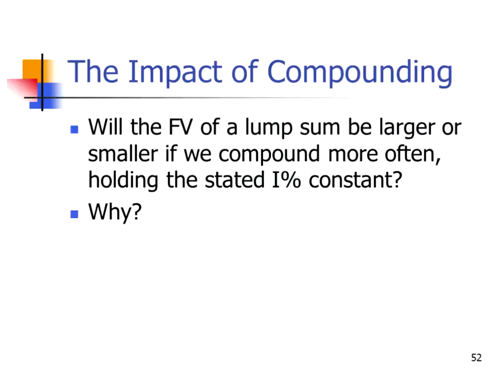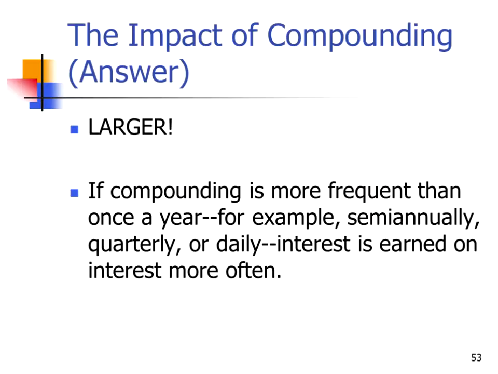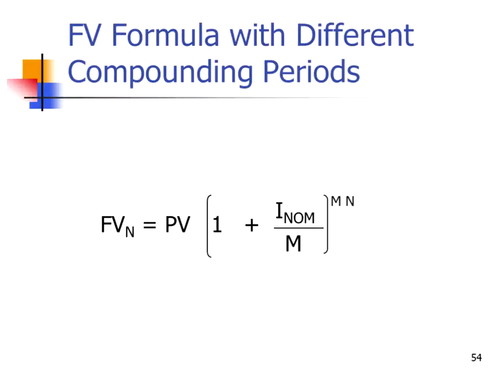So an 8% annual interest rate is not the same as an 8% monthly rate. They are different. So obviously, as we have identified, the answer is that it's larger if compounding is more frequent than once a year. For example, semi-annually, quarterly, or daily, interest is earned on interest more often, and that's the reason why the resulting final number is going to be larger than the nominal rate.